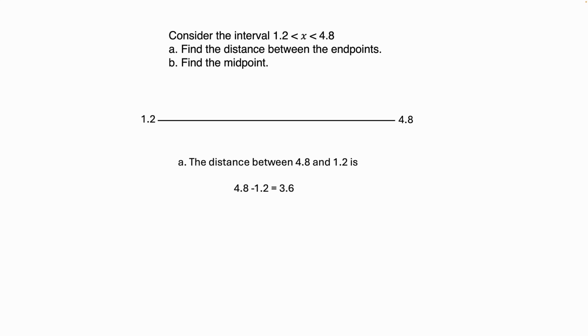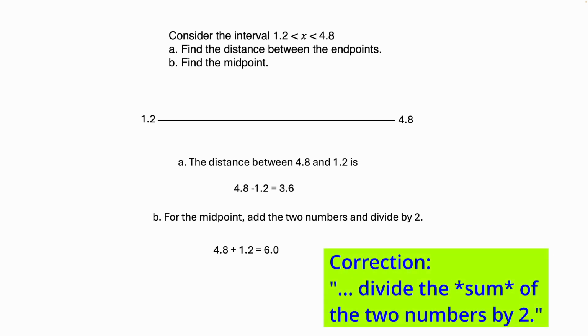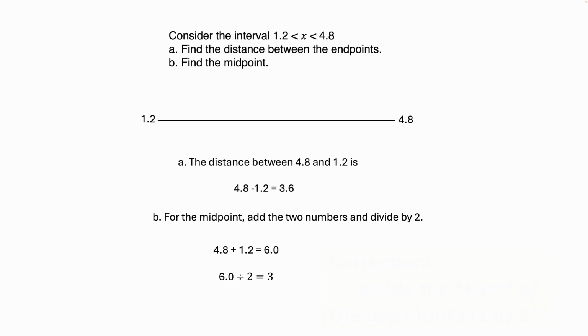And now find the midpoint. So in other words, what number is right in the middle of that line segment? So to find the midpoint, just add the two numbers together. And when you add 4.8 and 1.2, that's 6.0. And after that, divide the two numbers by 2. And 6.0 divided by 2 is 3. So it's actually a 3 that is right in the middle of that line segment.